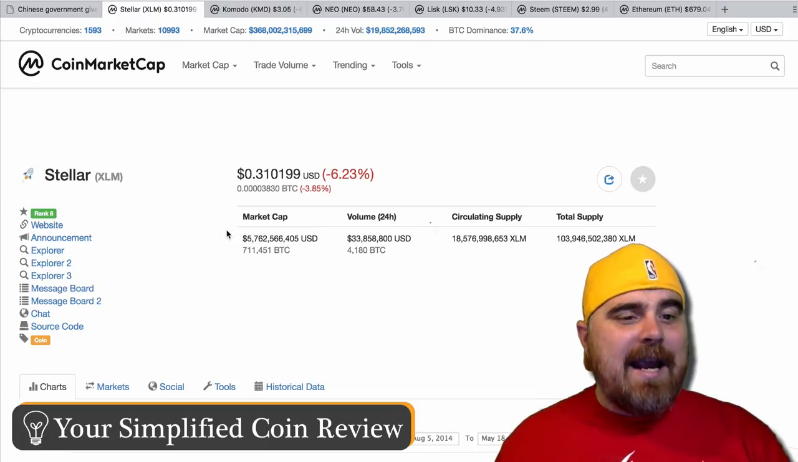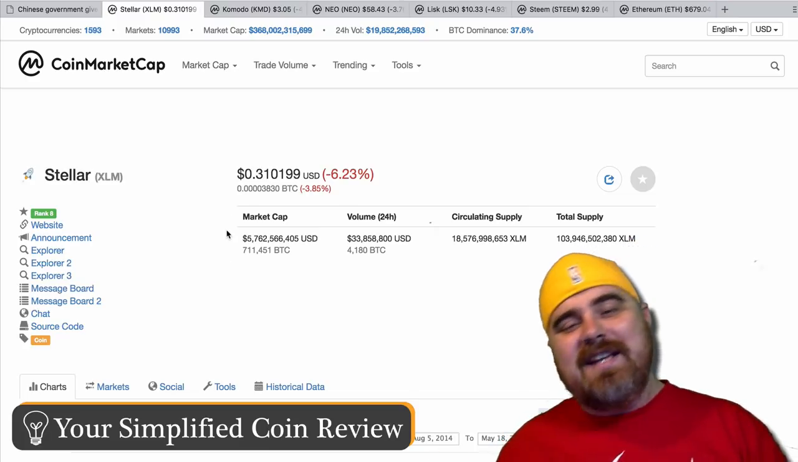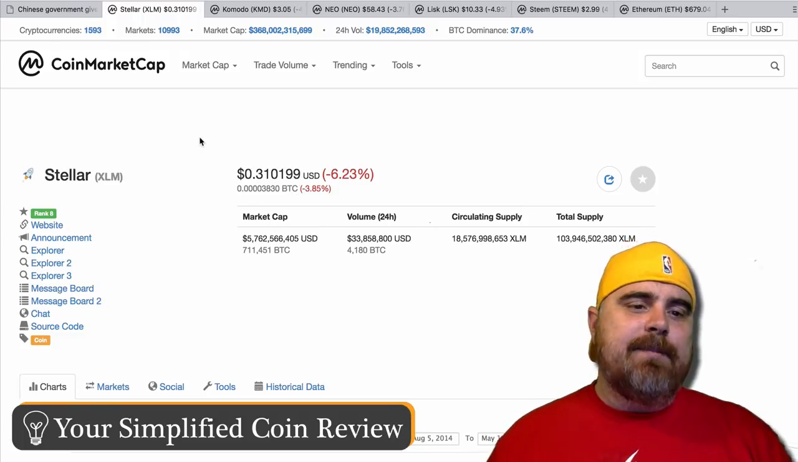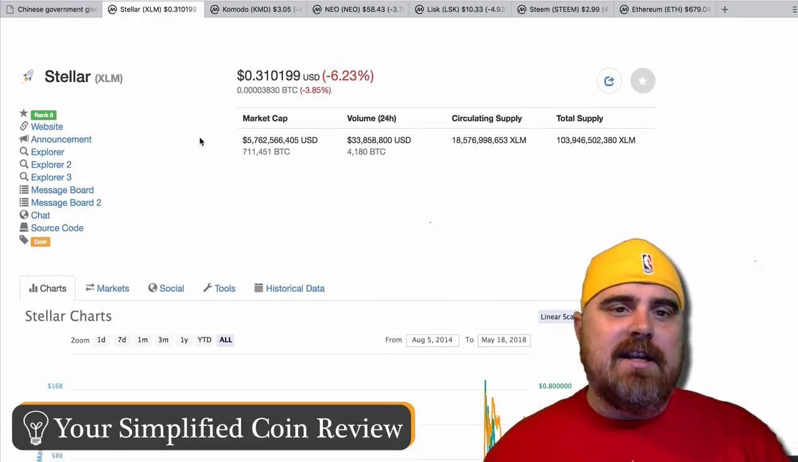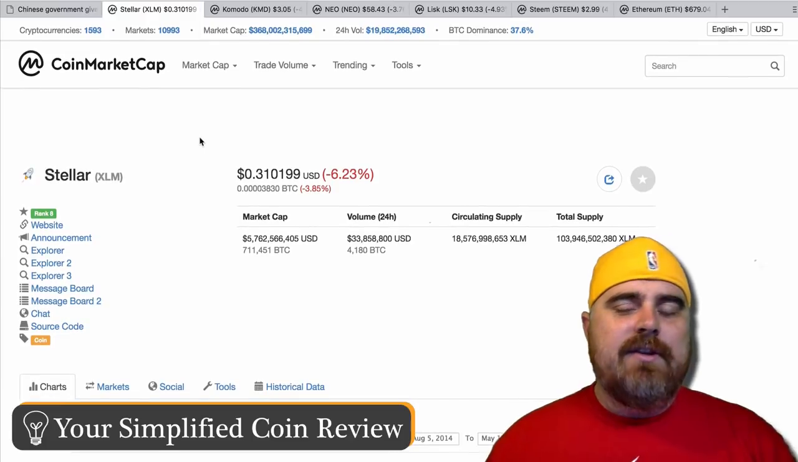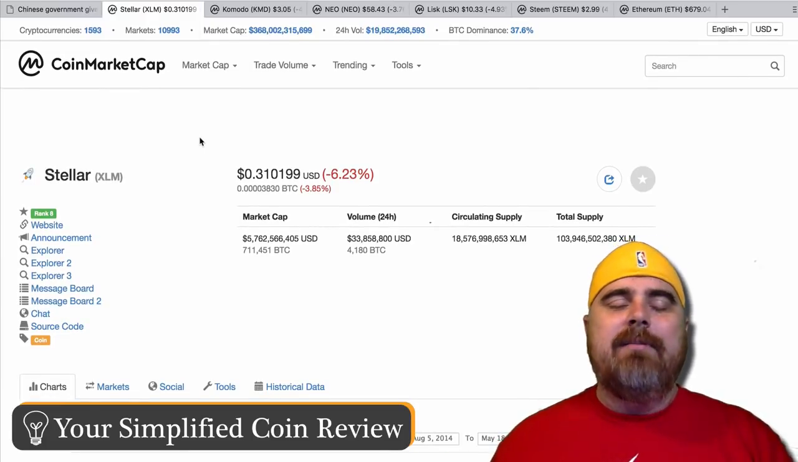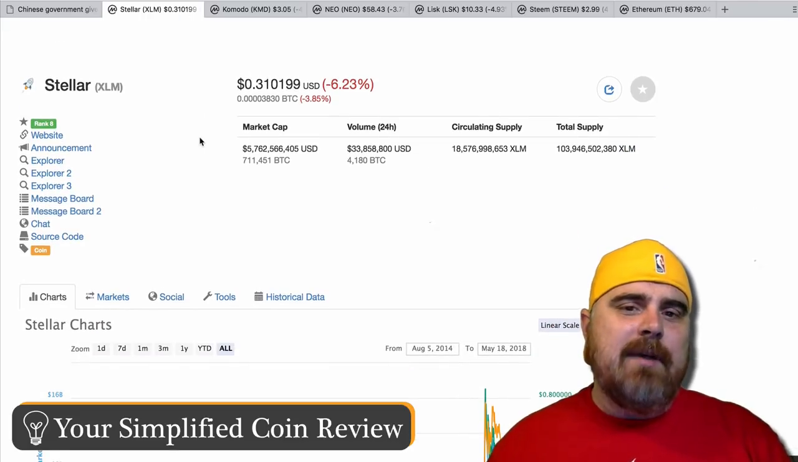So ranked number 8 on CoinMarketCap and number 6 on the Chinese rankings is Stellar. Stellar comes in. It's about 31 cents right now. It is the cousin to Ripple, if you will. They both have the same founder with Jed McCaleb, who's also involved in Mt. Gox or founded Mt. Gox. So they have a strong team behind them.